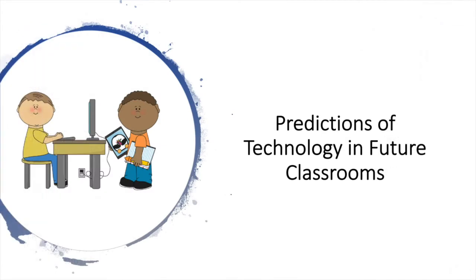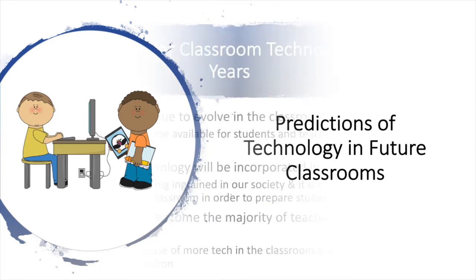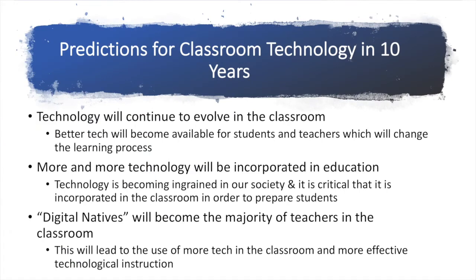So here are some of the predictions we have for classroom technology in the next 10 years. The first one is technology will continue to evolve in the classroom. And better tech will be available for students and teachers, which will change the learning process. I'm going to talk about some of the types of technology we think will be available in classrooms in the next 10 years. But basically, we've seen over time that technology just continues to get better, and that makes it more accessible to students and teachers to use in the classroom. And it just changes the learning process when these new types of technology are added.